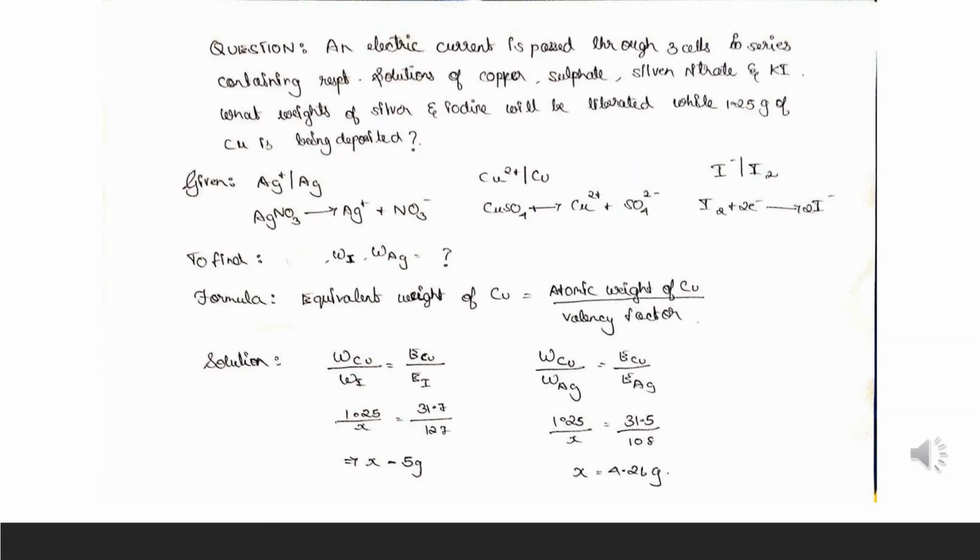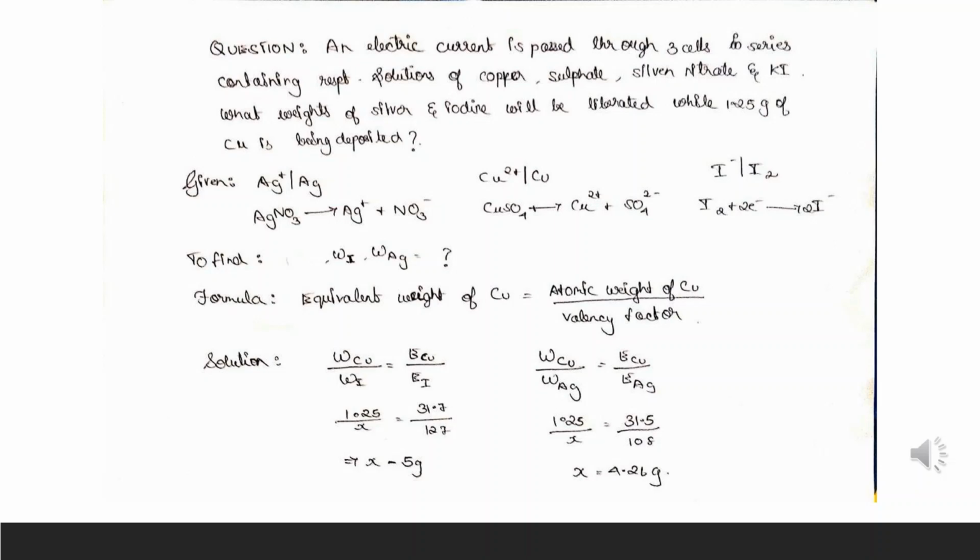Now, based on Faraday's law of electrolysis, we are going to discuss a problem. Question: an electric current is passed through three cells in series containing respectively solutions of copper sulfate, silver nitrate and potassium iodide. What weights of silver and iodine will be liberated while 1.25 gram of copper is being deposited?